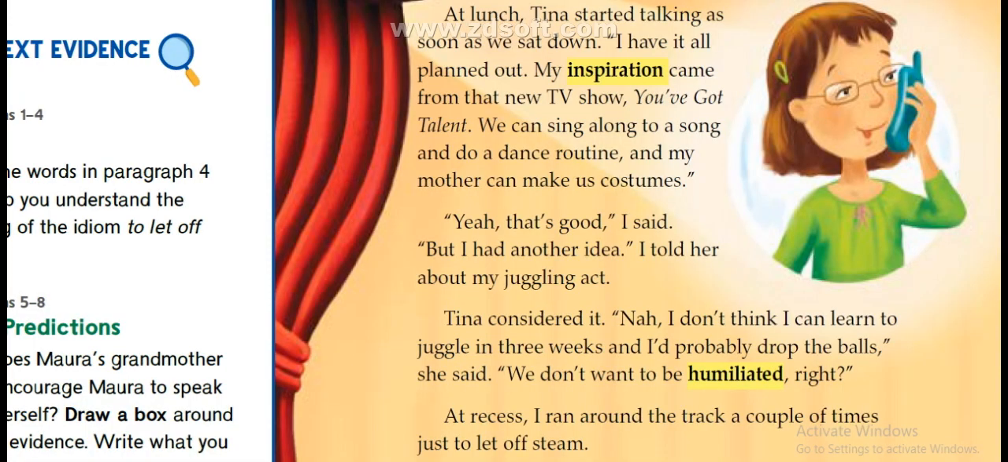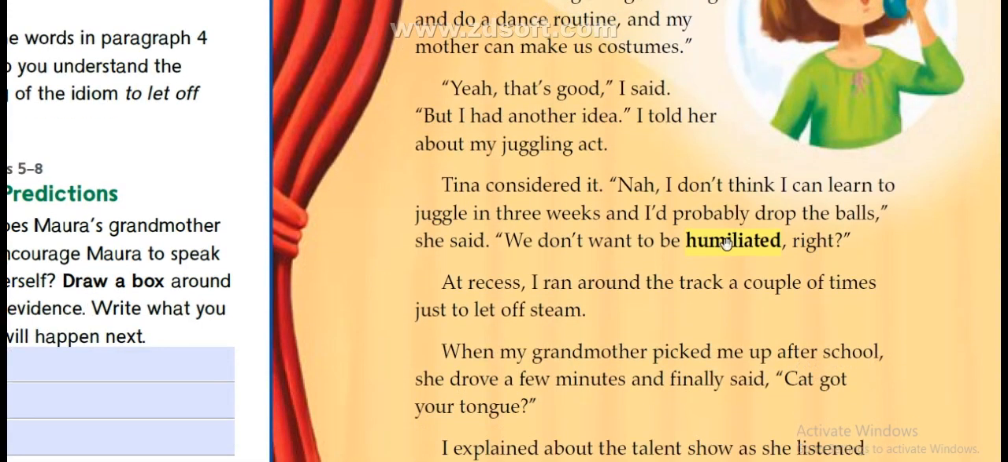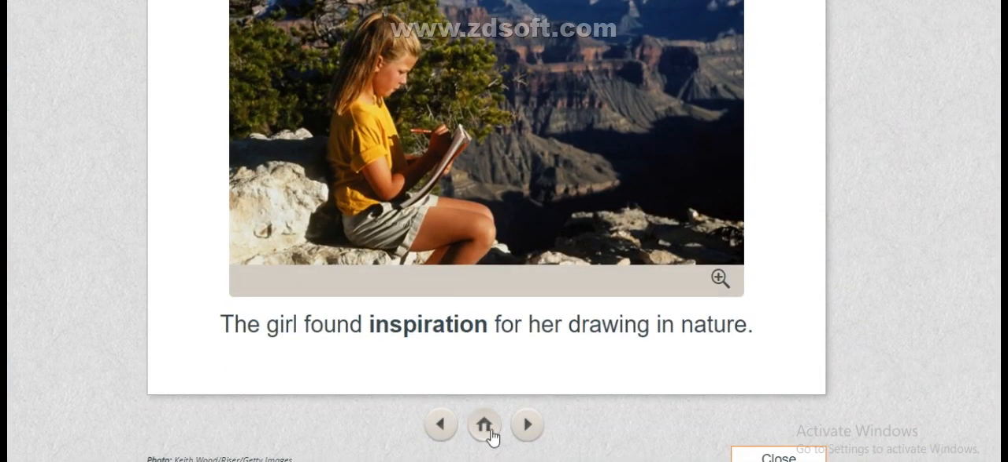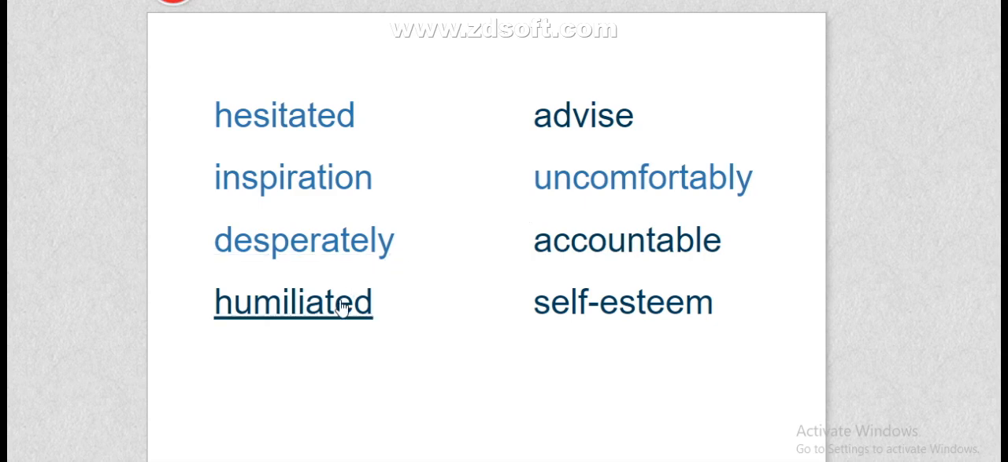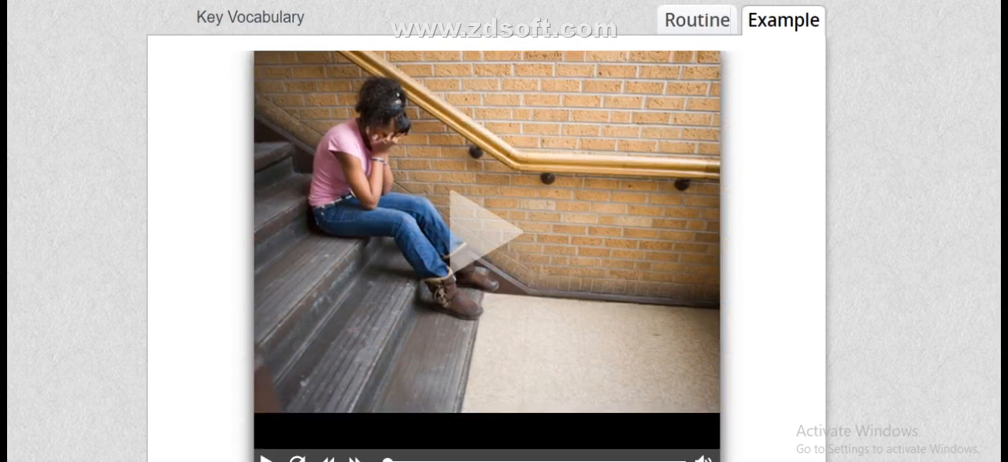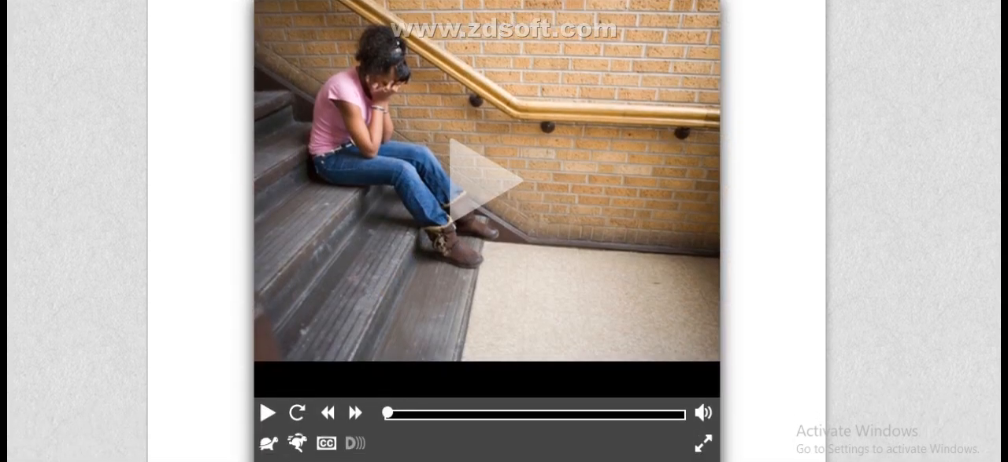Now the second word that we're going to take now is humiliated. Let's go to the word humiliated. And we're going to listen to it again. Humiliated. Sarah felt humiliated when she forgot her lines. Humiliated. To be humiliated means to be made to feel ashamed or foolish. Okay, so humiliated is when you feel ashamed or foolish because someone or something made you feel like you're ashamed or foolish.